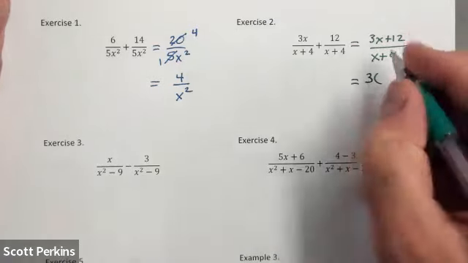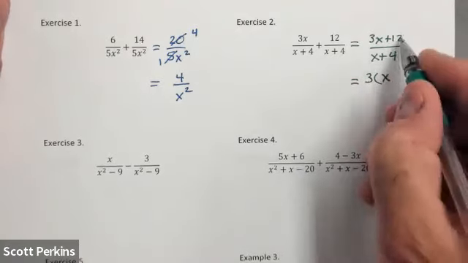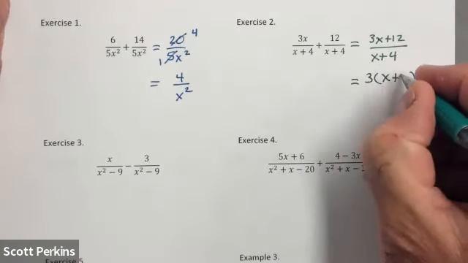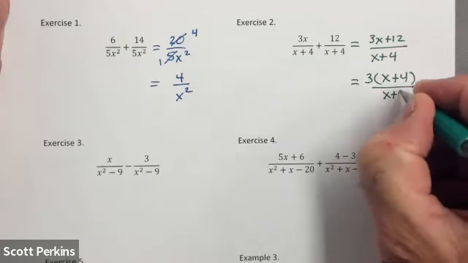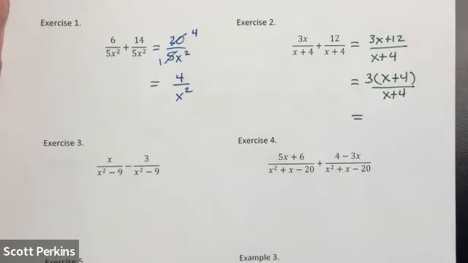3x, when I factor out the 3, leaves x. 12, when I factor out the 3, leaves plus 4. Oh, very cool. Look at that. I have a common factor in the numerator and denominator. It's that x plus 4.